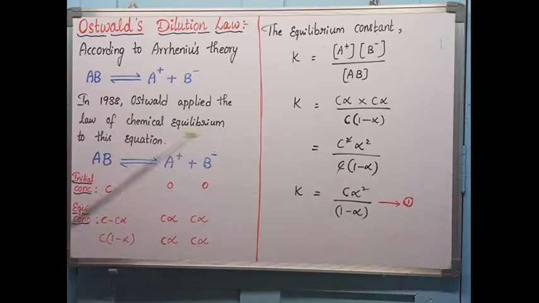This is called the ionization constant or dissociation constant of an electrolyte. This is equation 1, and this is the mathematical expression for Ostwald's dilution law. Let us see the continuation.